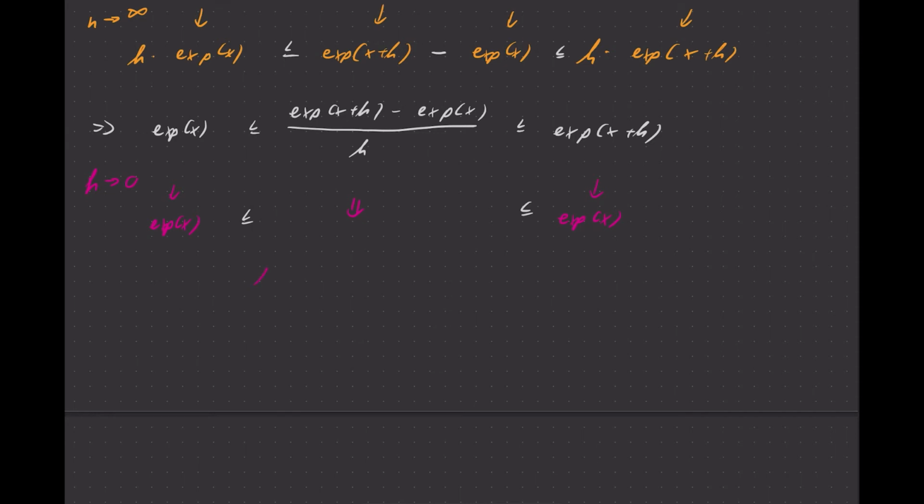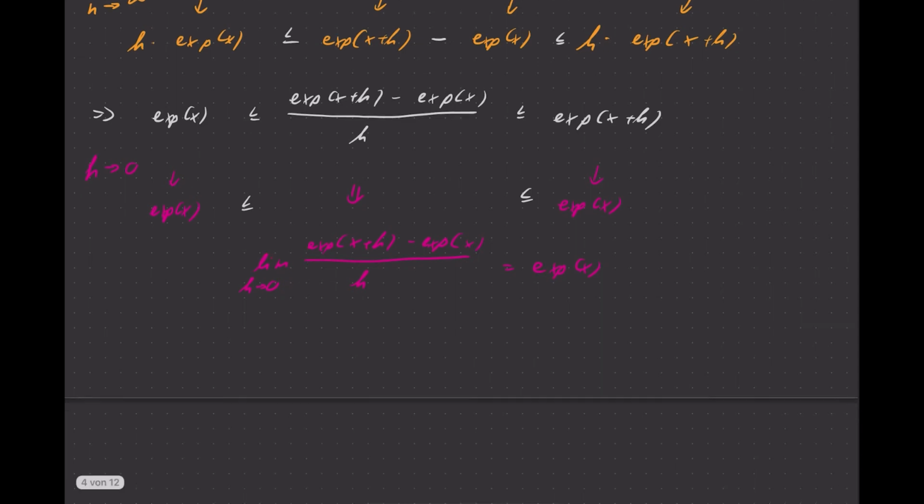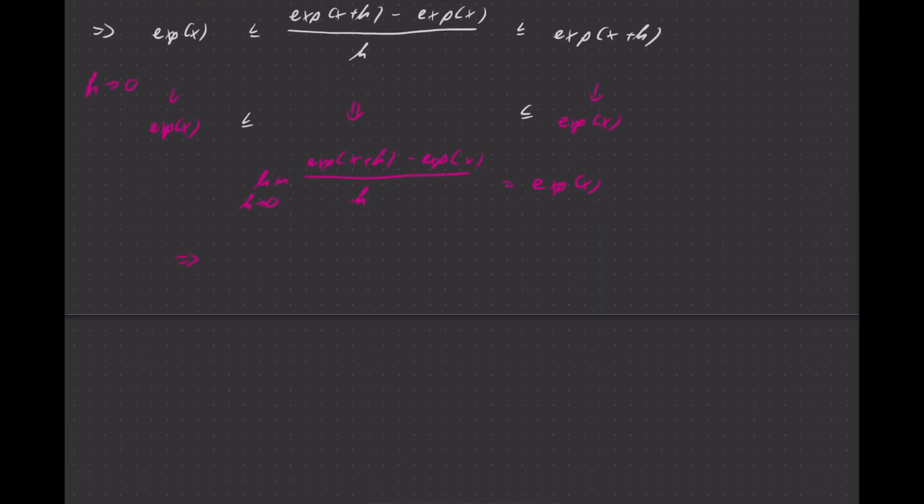So the conclusion here is the limit of exp of x plus h minus exp of x over h for h to 0 does exist and is equal to the exponential function at x. And this limit, of course, is exactly the derivative of the exponential function. So this proves that the derivative of the exponential function is indeed the exponential function itself.